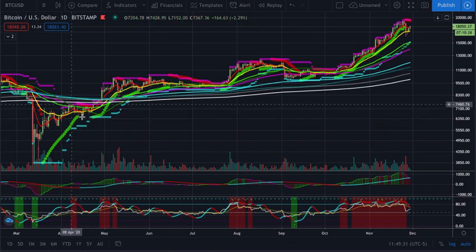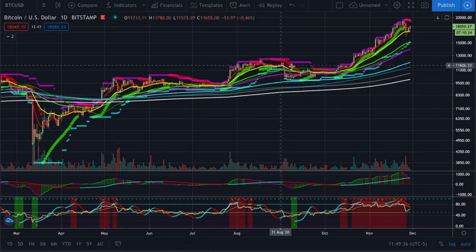The bulls are in control right here. The bears take back control for only a moment, and we get a small sell back off. And then what happens? The bulls are back in control right here.